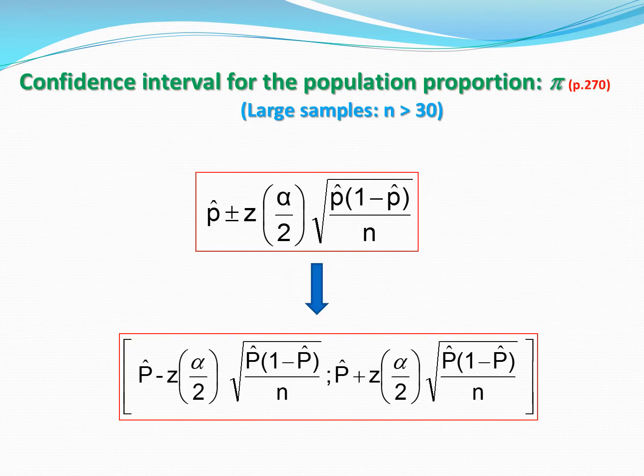Confidence interval for the population proportion is then given by this formula. So our lower limit will be the sample proportion minus the Z alpha over 2 value times the standard error of our sample proportion, and the upper limit will be the sample proportion plus the Z alpha over 2 value times the standard error of our sample proportion.